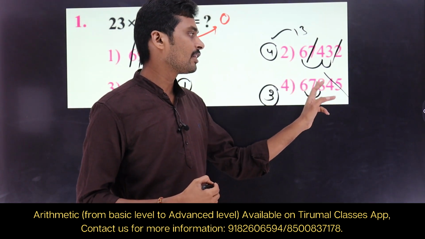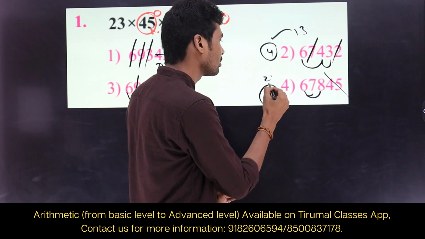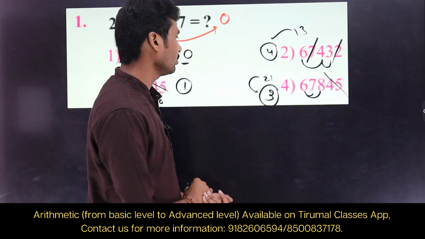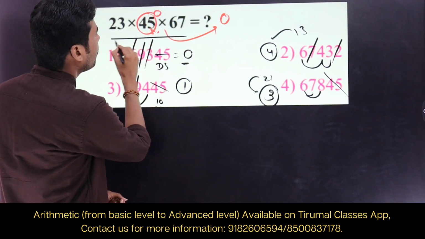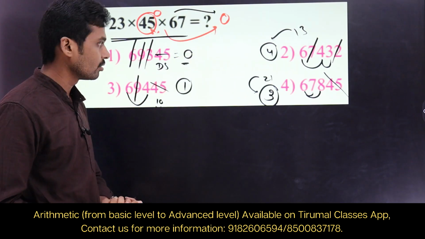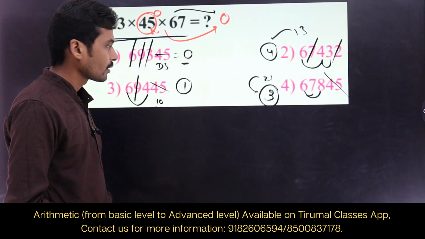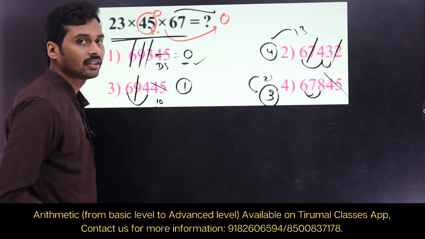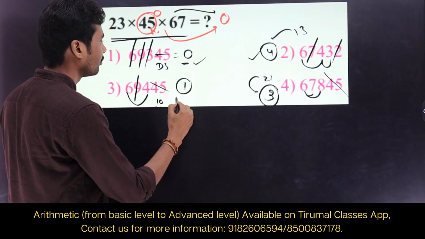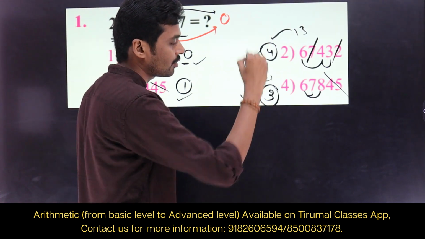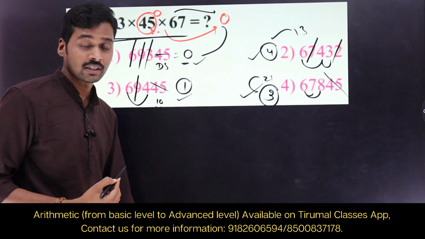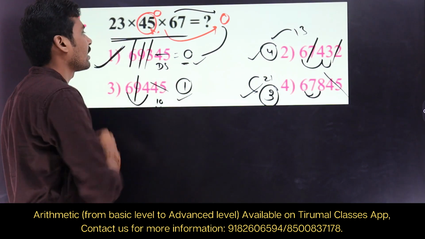So 6 plus 7 is 13, 13 plus 8 is 21, and the single digit sum is 2 plus 1, which is 3. For the main given problem, the DS value is 0. Checking the options: the first option gave 0, the second gave 4, the third gave 1, and the fourth gave 3. Which one is the same as the problem? The first one. So the first option is clearly the right answer.